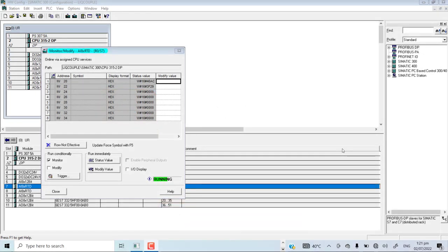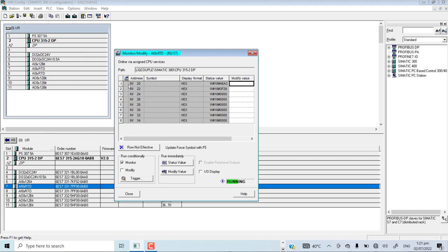Well, the analog sensor interfaced with the analog channel of a S7 PLC has a hex value coming on the channel, right? For example, input word 20 and input word 22. Two analog sensors have been interfaced with these channels. The value coming from the field is in hex, that is 46AC and 3F29 respectively.